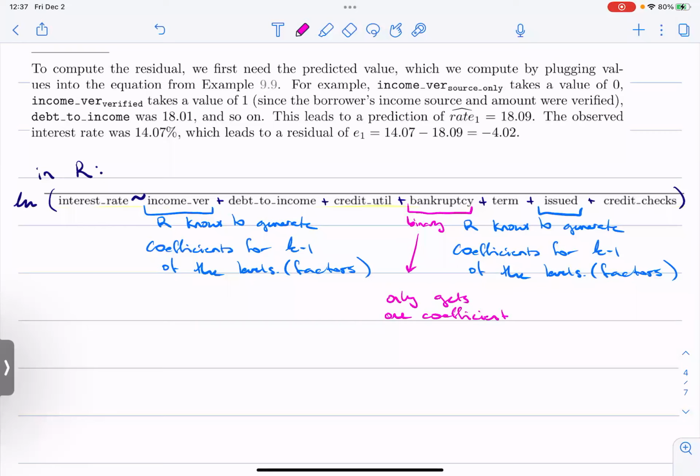2 minus 1. Follow up. Yes. Here you use a plus between each. Dependent.